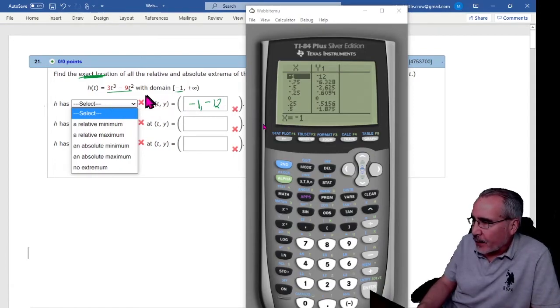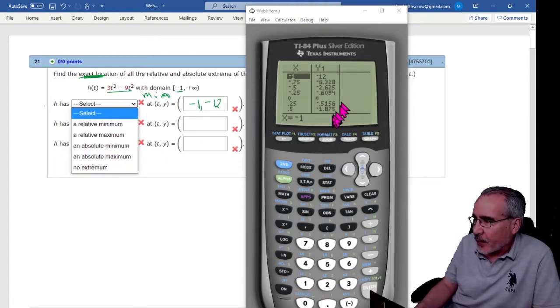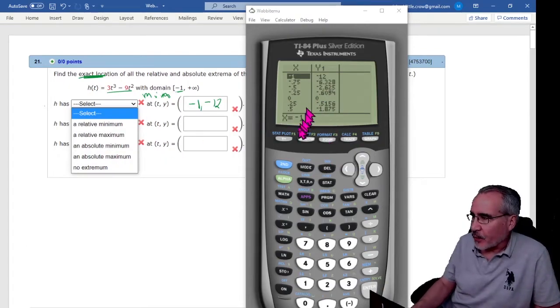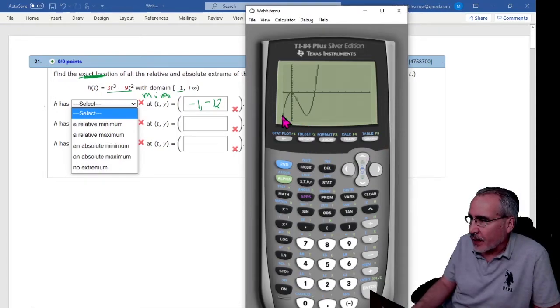We know that's a minimum from the graph. We can see it right there. So we'll put a minimum. It may be an absolute minimum if it matches up with the second one we're going to find. So then we return to the graph. So we found that point is -12.